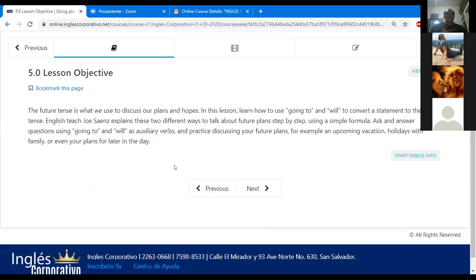Okay, Liz, can you read this one? The future tense is what we use to describe things we hope for. In these lessons, learn how to use going to and will to talk about the future tense. English teacher Joe Sands explains these two different ways to talk about future plans step by step, using a simple formula. Ask and answer questions using going to and will as auxiliary verbs, and practice discussing your future plans, for example, an upcoming vacation, holidays with family, or even your plans for later in the day.